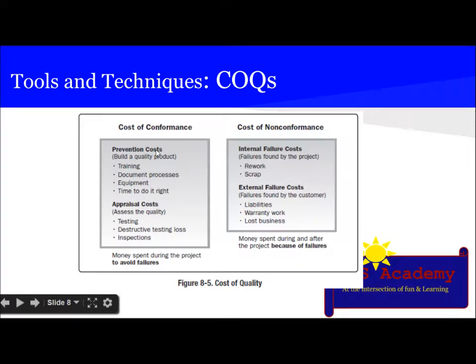In case of conformance, we deal with prevention cost and appraisal cost. Prevention cost means building a quality product through training, documenting processes, equipment, and time to do it right. Appraisal cost means assessing the quality through testing, destructive testing losses, and inspection. In case of non-conformance, there are two kinds: internal failure cost and external failure cost. Internal failure cost is failure found by the project, which requires rework and scrap, and external failure is found by the customer and deals with liabilities, warranty work, and lost business.